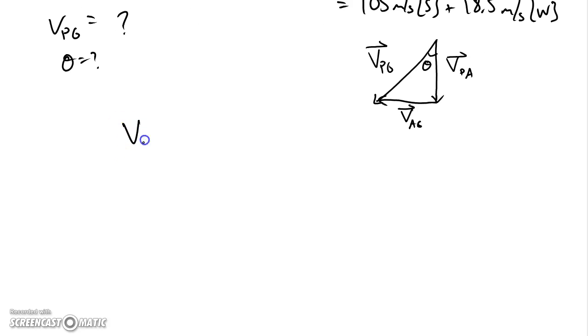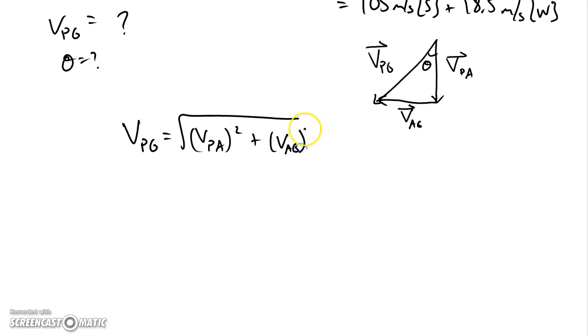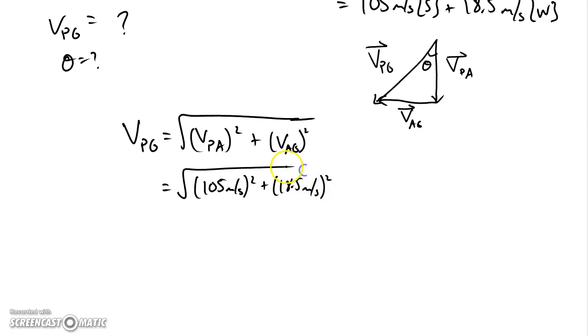So we want to figure out VPG, which if we're pretty confident with Pythagorean theorem, we know will be the square root of VPA squared plus VAG squared, which is the square root of 105 meters per second squared plus 18.5 meters per second all squared, and then square rooted, and we get from our calculator 106.62 meters per second, and that will be to 3 sig figs.